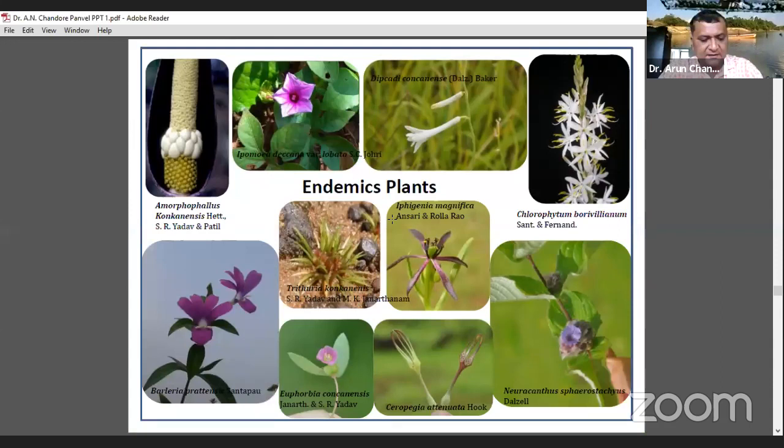This is an endemic plant. It is a very important topic or group. Here about one third of endemic species are found, that is, in the Western Ghats about 4,000 species are reported. Out of that, 1,720 species are endemic to the Western Ghats. There are some endemic species, Amorphophallus, Ipomoea, then Chlorophytum borivilianum.